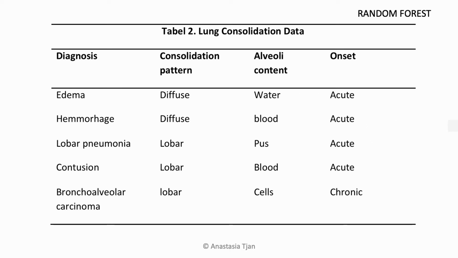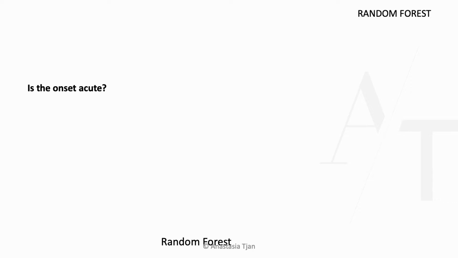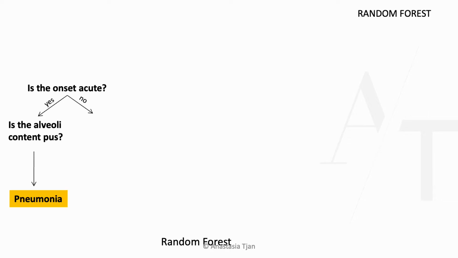Random forest. For instance, lung consolidation on CT scan can have diverse interpretations such as edema, hemorrhage, pneumonia, contusion, or bronchoalveolar carcinoma. From this data presented in Table 2, we will try to make several trees. The first tree can be made using acute onset as root, and the first branch, the alveoli content. Is the alveoli content pus? If the answer is yes, then it goes to pneumonia. If the answer is no, then it goes to bronchoalveolar carcinoma.